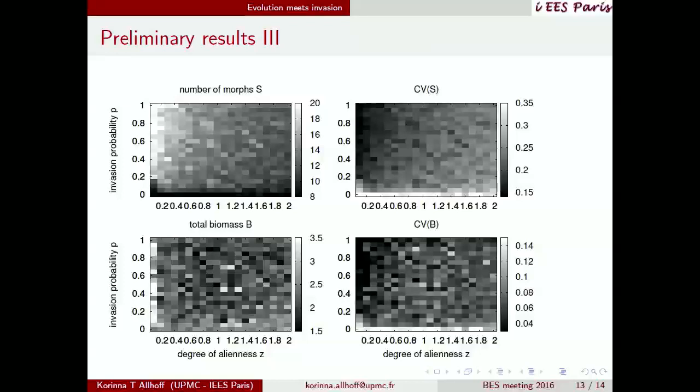Now, this is all a bit work in progress. We're still playing around with the model, doing robustness checks and all that. So if you have comments, questions, feedback, data, please tell us.